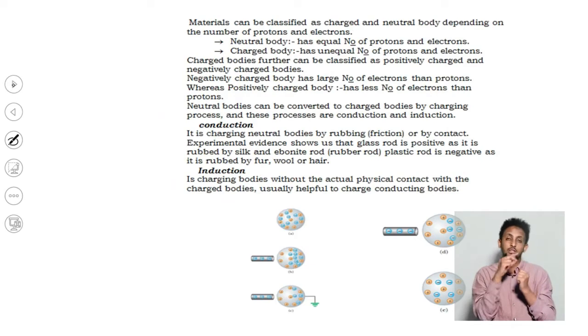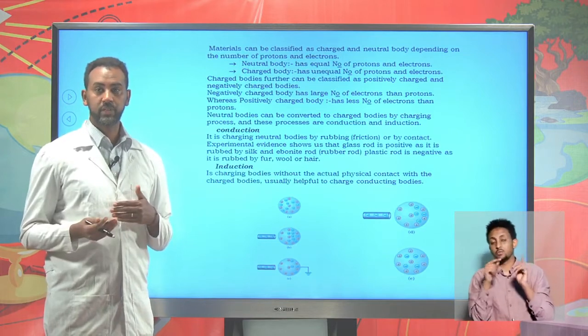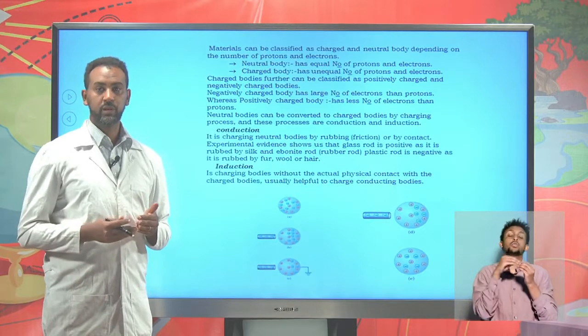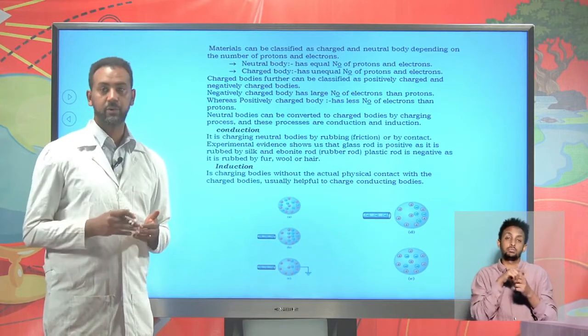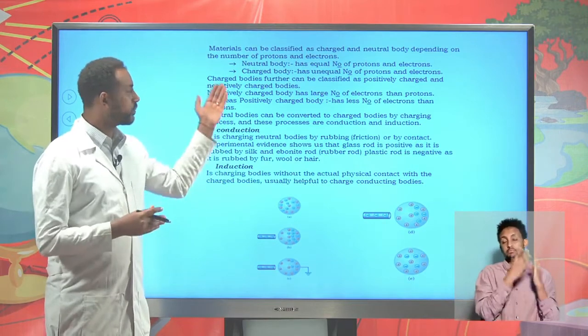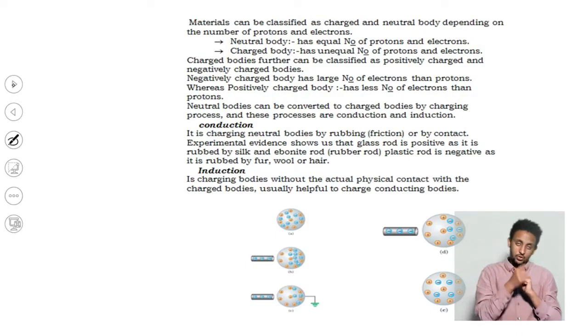These are the properties of the charge, and materials, depending on the number of those charges, can be classified as neutral and charged bodies. Neutral bodies consist of an equal number of protons and electrons, whereas charged bodies consist of an unequal number of electrons and protons. There can be negatively charged bodies and positively charged bodies. Negatively charged bodies consist of more electrons than protons, and positively charged bodies consist of fewer electrons than protons. It's possible to convert one into the other. Neutral bodies can be converted into charged bodies, or charged bodies can be converted into neutral bodies.